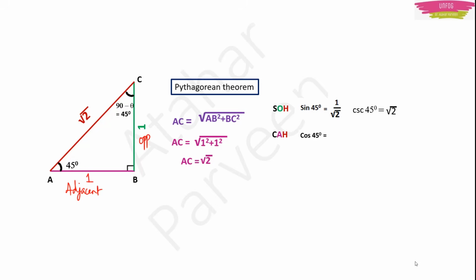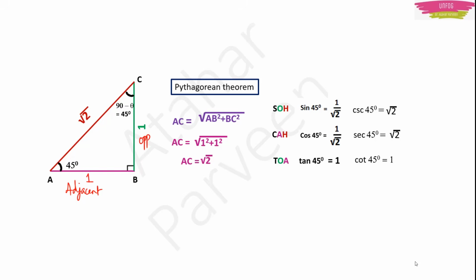For cos, I will write adjacent by hypotenuse. Adjacent is also 1. Hypotenuse is square root of 2. And then secant, which is the reciprocal of cos, I will have square root of 2. Now I can find tan theta. How will I find it? The tan theta will be equal to opposite side by adjacent side. Opposite side is 1. Adjacent side is 1. 1 by 1 will be 1. And cot theta is reciprocal of tan theta. And 1 by 1 will give me 1 only. That's why cot 45 will also be equal to 1.